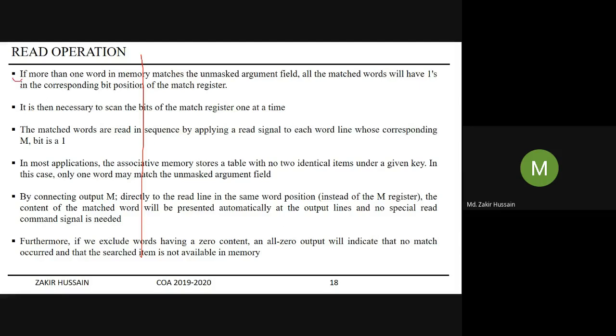How many? 1, 2, 3, 4, 5, 6 points. You just remember from the examination point of view. This may not be that important, but you have to remember how to read. So how to read means, point number one is the argument register, key register will be there. No two words will be of the same type, I mean the same contents. This word one is there, word two is there, and associative memory will not hold the same content twice. It will not hold that, at the first point in the read operation.